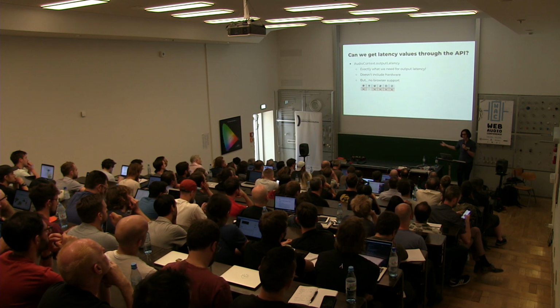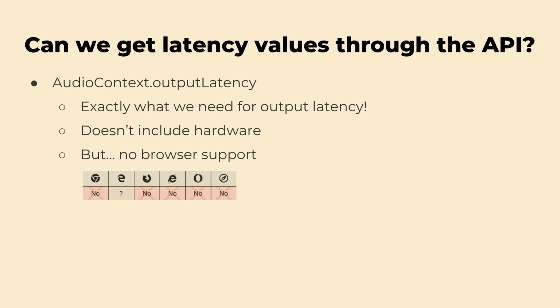So can we get them through the API? Not yet, is the short answer. There's output latency, which is part of the spec, and that's great for output latency. Again, it doesn't have browser support at the moment.